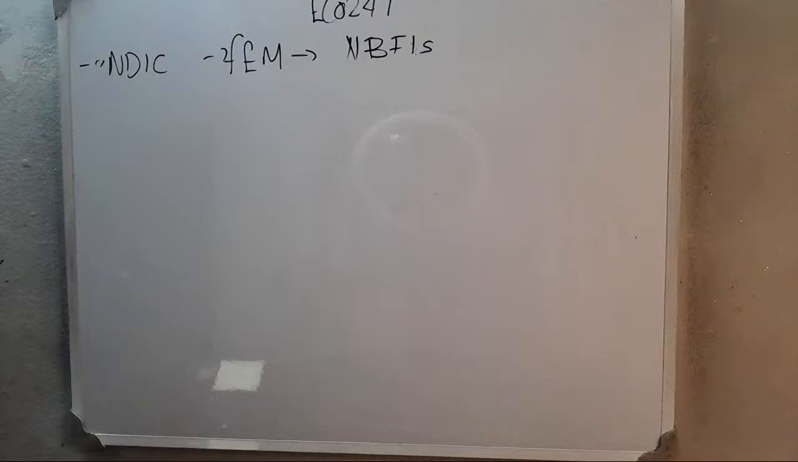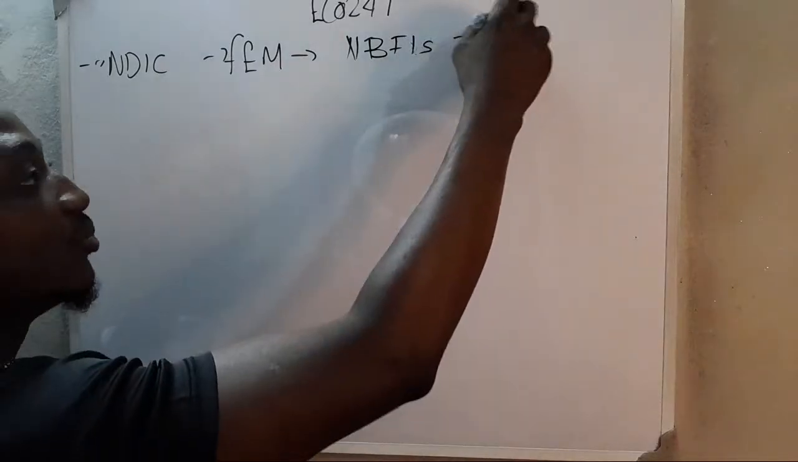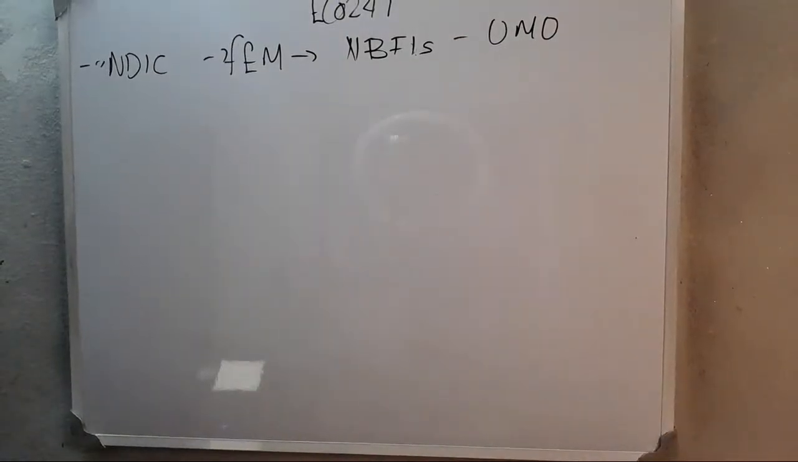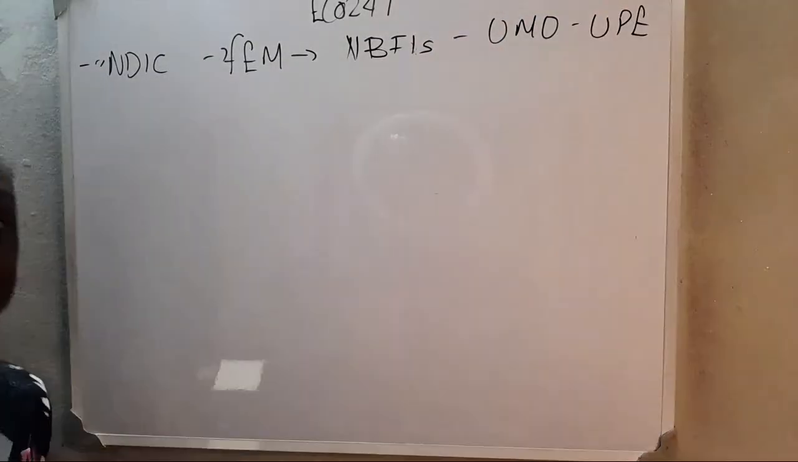Now let's continue. We have the OMO, Open Market Operation. As well, we have the SAP, which is the Structural Adjustment Program. Now let's continue. Let's take a step further. Now we have the UPE, which is said to be Universal Primary Education.